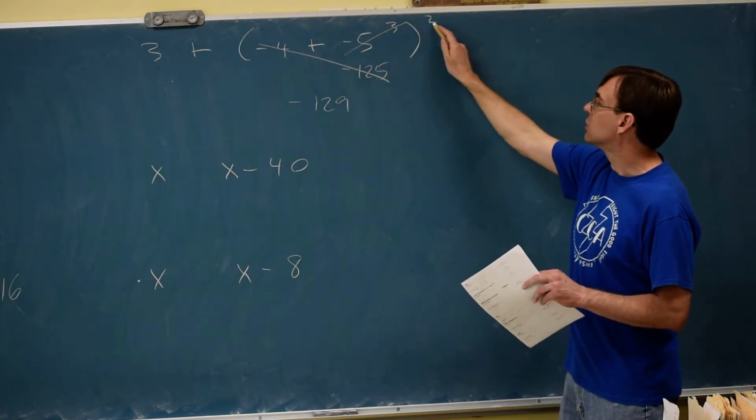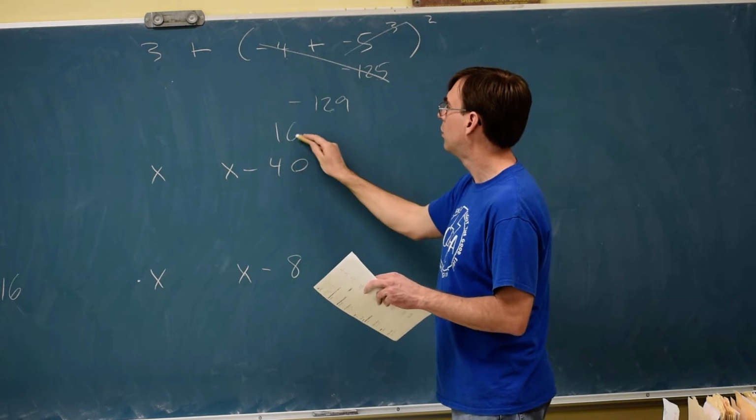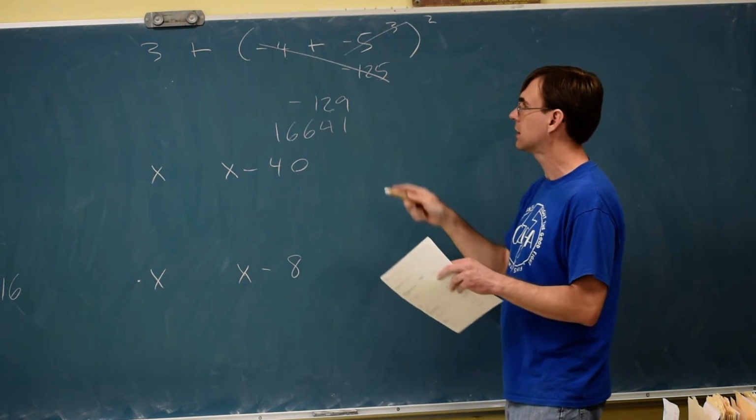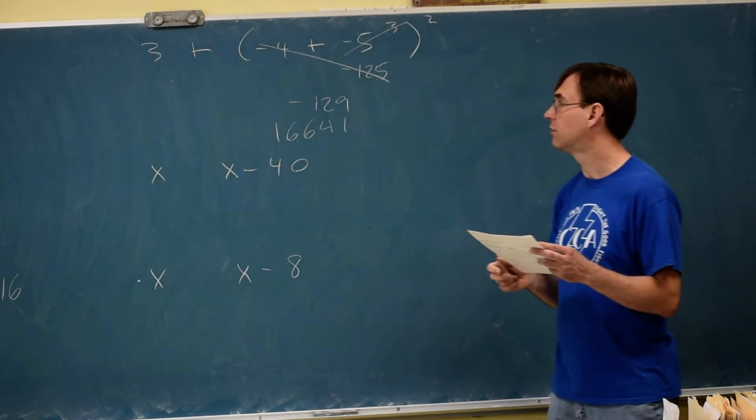Negative 129 squared means negative times negative, which is positive. 129 times 129 is 16,641. And if you add on the 3, it's 16,644.